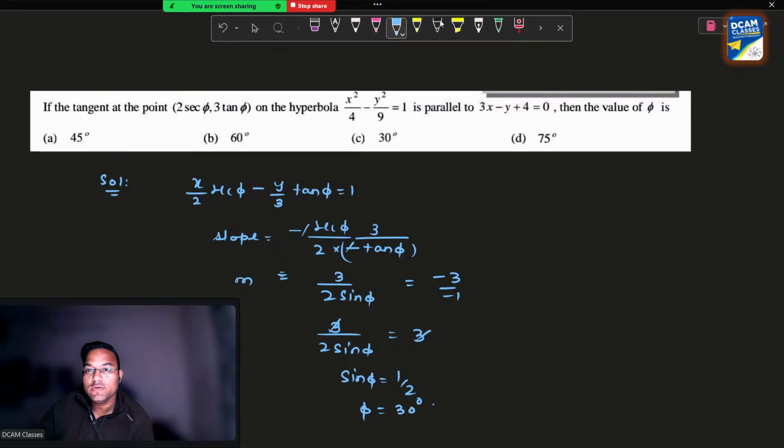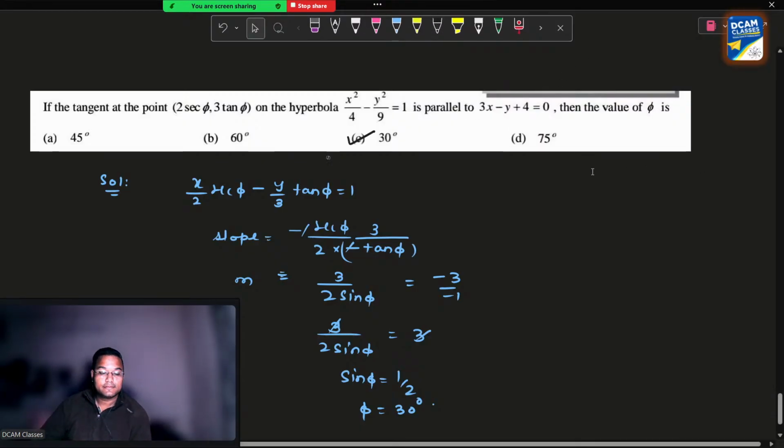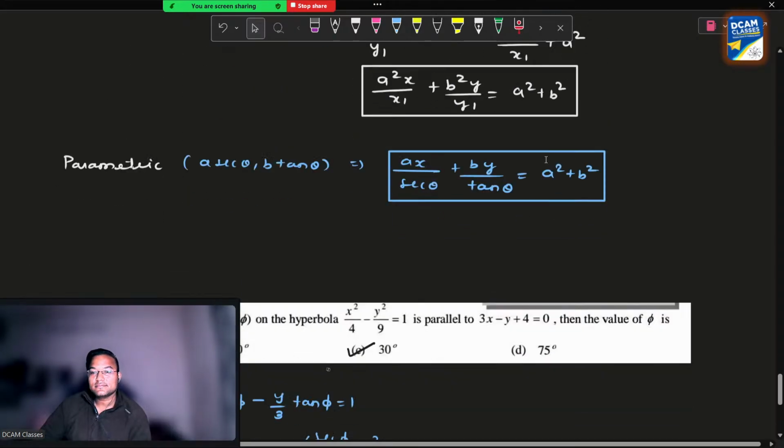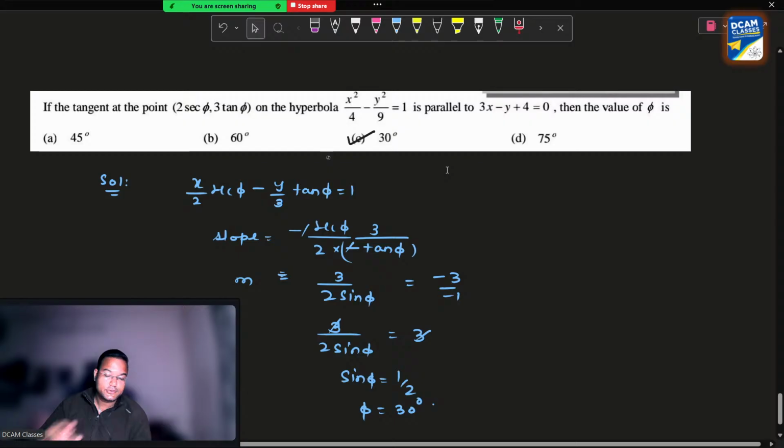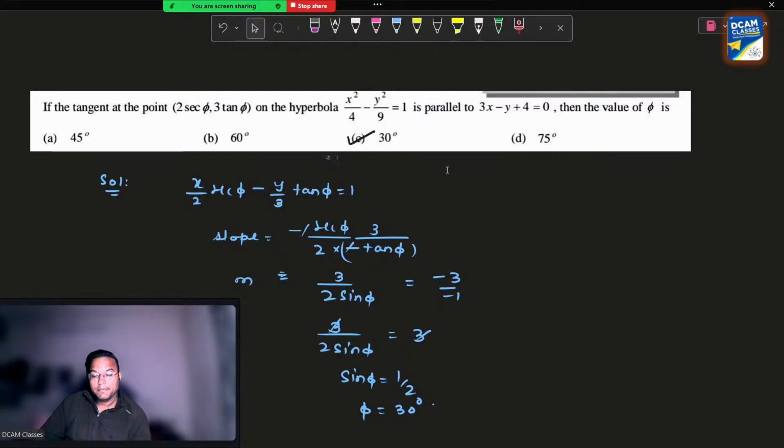I'm getting the answer. Why are you not getting the answer? Let me check the answer. 30 degrees is the answer. I don't know what is happening with you guys. This is so easy, and none of you are able to solve this question. Haripriya, you? Kanishka, what about you? I did not use the parametric form.